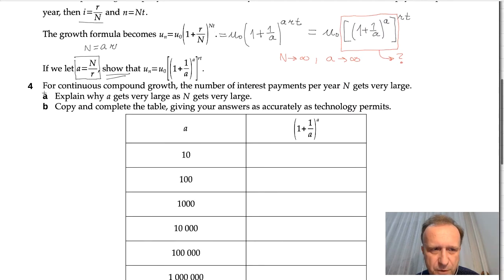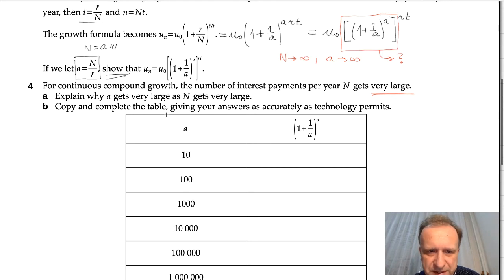So in part 4, for continuous compound growth, the number of interest payments per year, n, gets very large. Very large means that it tends to infinity. Explain why a gets very large as n gets very large. I already did it. A is the fraction n over r, and as you increase n and have a constant r, the result of this calculation increases. So a has to increase as n increases.